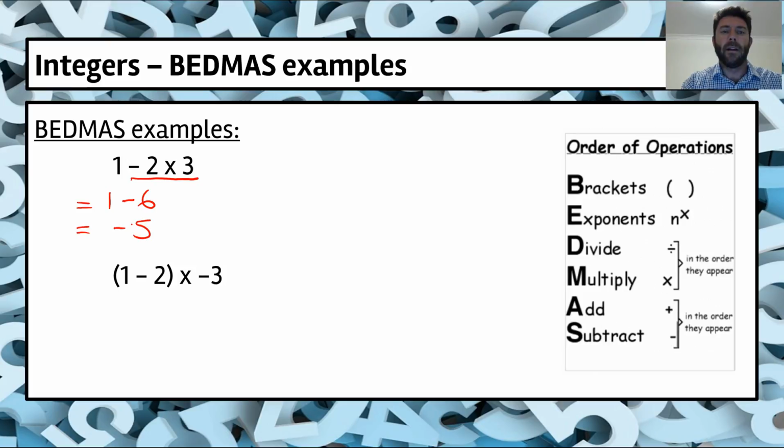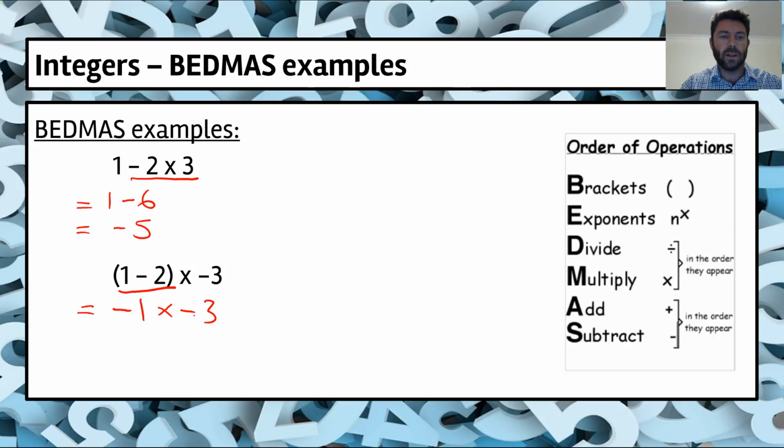All right, let's look at our second example here. Are there any brackets? Yes, there are. So we calculate that first. We don't have to worry about any of the rest of the example yet. We'll just calculate that. I'll underline it to show you what I'm calculating. 1 minus 2 is minus 1, times minus 3.